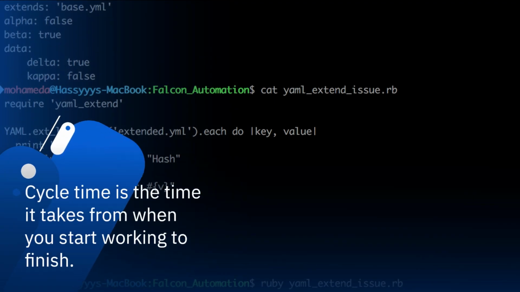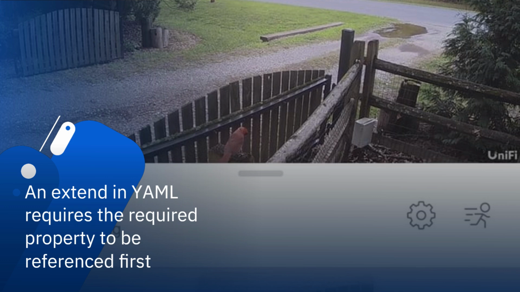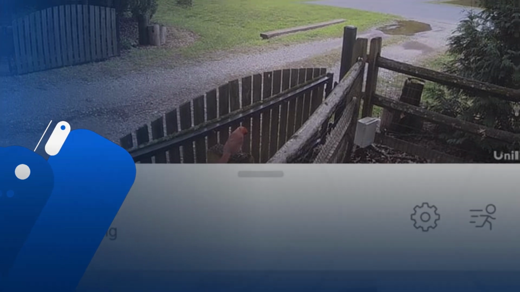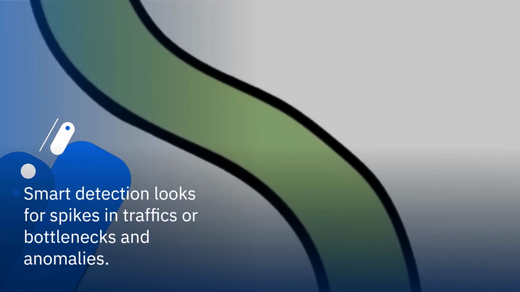Cycle time is the time it takes from when you start working to finish. An extend in YAML requires the required property to be referenced first. Smart detection looks for spikes in traffic or bottlenecks and anomalies.